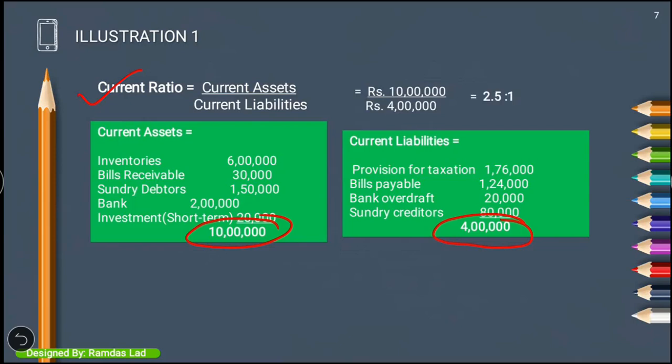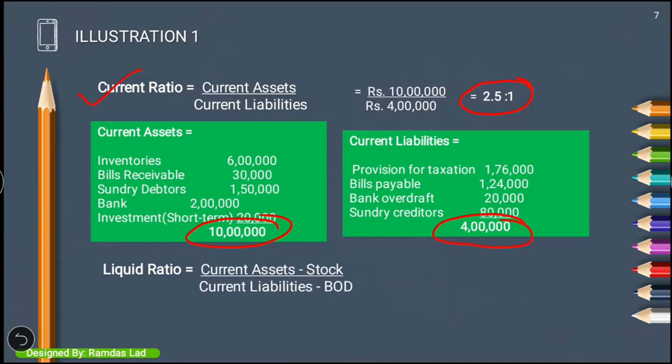It means these ratios are given in proportion. So 2.5 is to 1 is our answer. And this current ratio is favorable for the company, because the ideal current ratio is 2 is to 1, and this ratio is higher than the ideal, 2.5 is to 1. So this is favorable for the company.